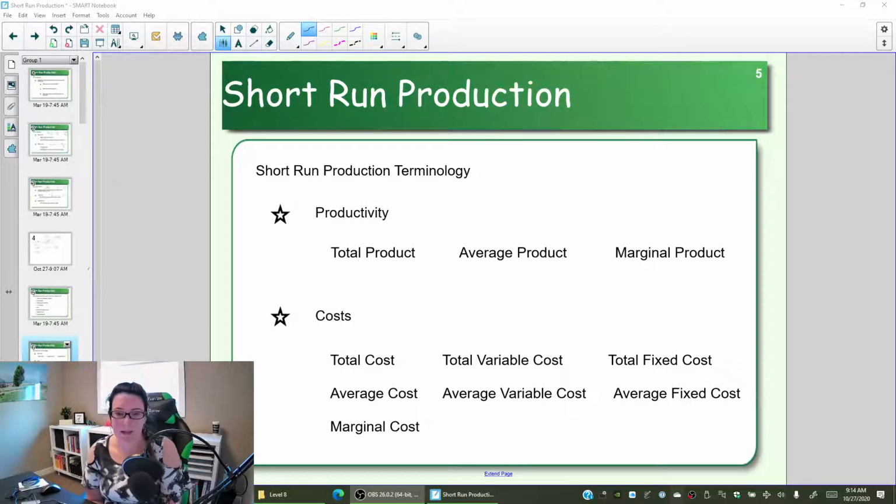When is a business willing to sell? When would they rather shut down? When are they profitable? When are they not? So that's what we're trying to figure out. And there's really two pieces that we need to dive into for that.